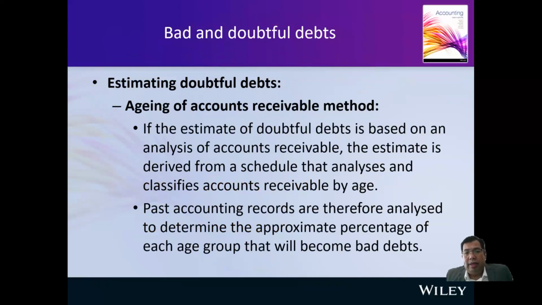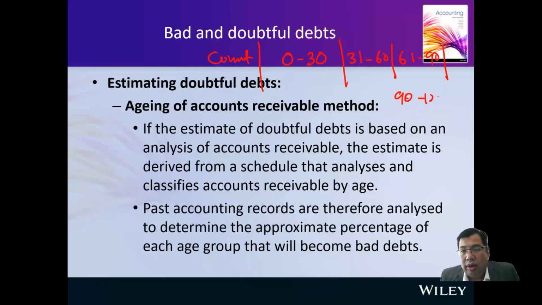The second method is by preparing the aging of account receivable method. I believe many of you have tried to use aging statements when we used the Excel template during week 2. So by aging, you will be able to identify the age of every bill. For example, current, 0 to 30, 31 to 60, 61 to 90, maybe 90 to 120, and more than 120 days.